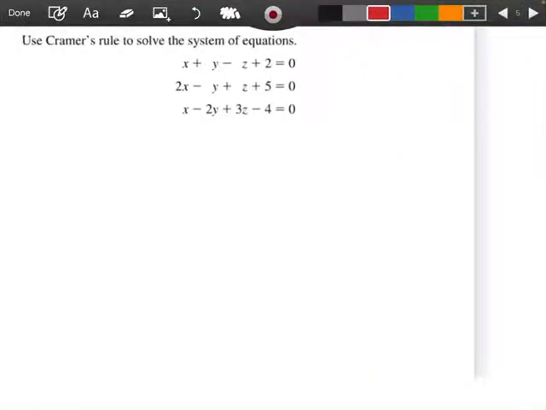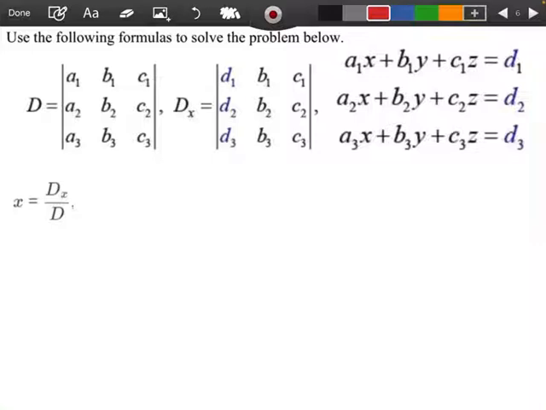All right, so y'all, I'm going to show you how to use Cramer's rule to solve a system of equations. I'm going to show you how to at least find the x value. Okay, so this is a problem similar to your class assignment number 2.